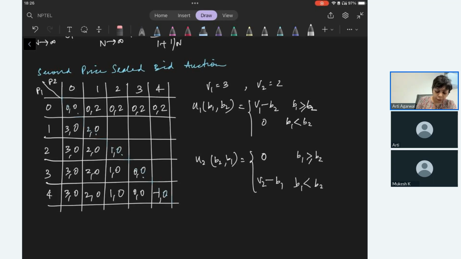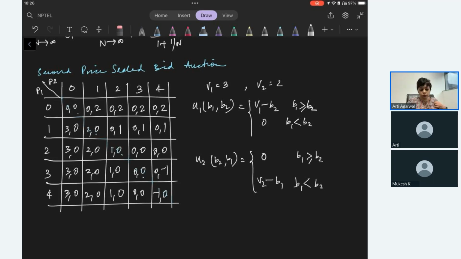So if P2 is bidding 2, P1 is bidding 1, P2 wins, he gets 2 minus 1 equal to 1. This guy gets 0: 0, 1. And if P1 is bidding 2, P2 is bidding 3, P2 wins, but now he has to pay 2, so 2 minus 2 is 0. And if he is bidding 4 and the other guy is bidding 3, he wins, but now he has to pay 3 and his own valuation is only 2. So he is going to pay extra. He's going to get a payoff of minus 1.